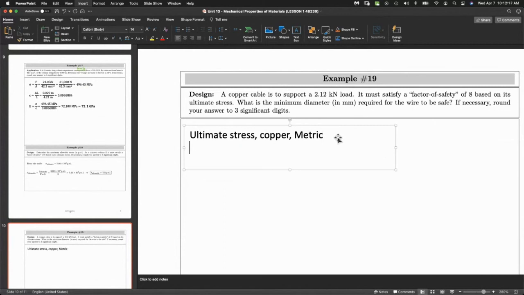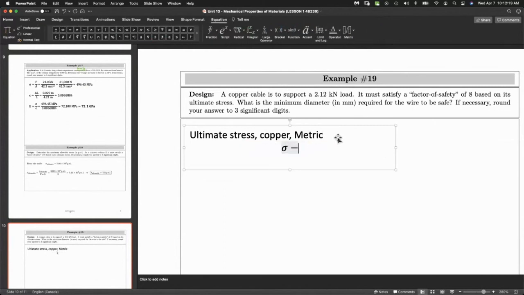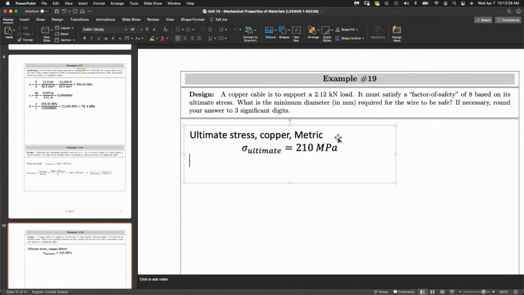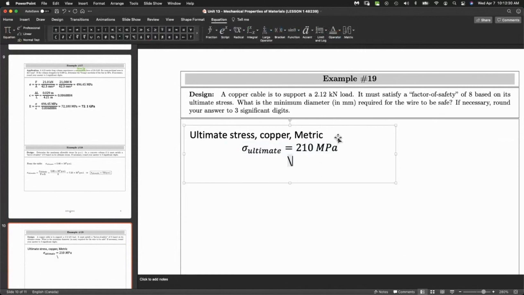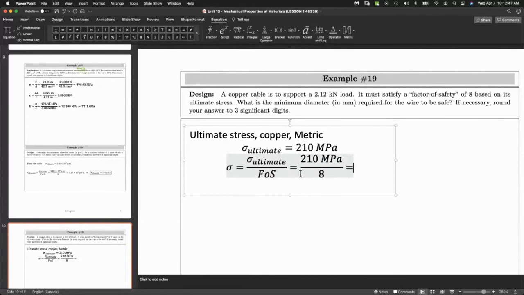So in this case, we have ultimate stress is 210 megapascal. We now have to consider factor of safety of 8. So like the previous question, we take the ultimate value and we divide by the factor of safety, FOS. So in this case, it's 8. So that's 8 there. 210 divided by 8 is 26 and a quarter.